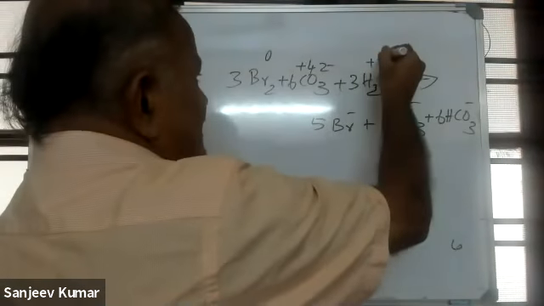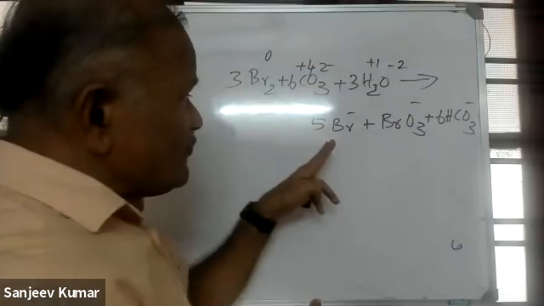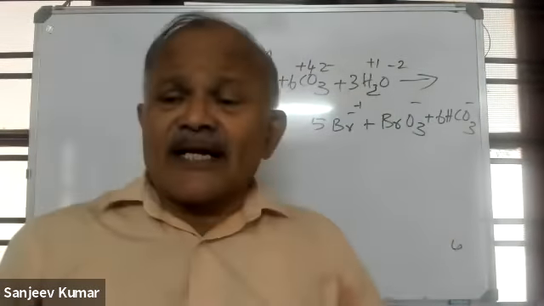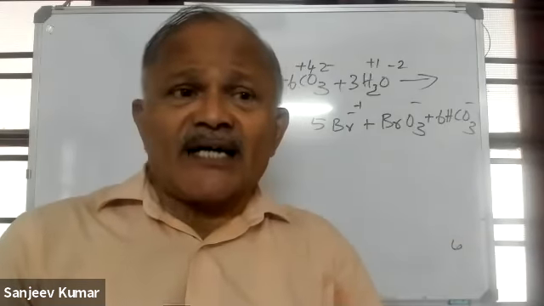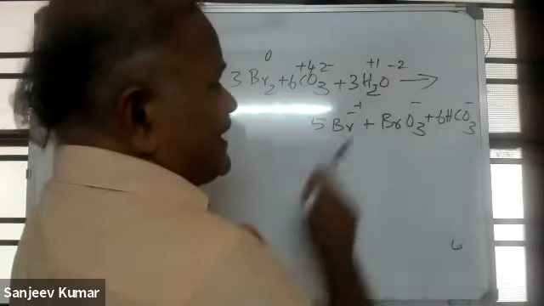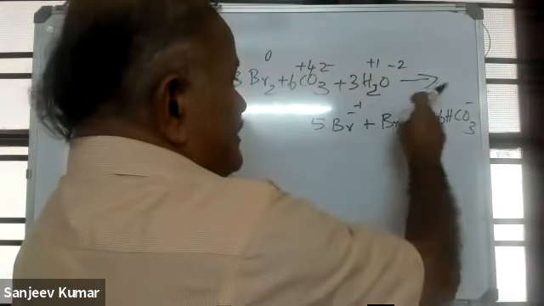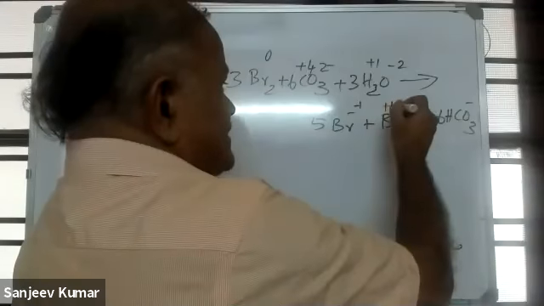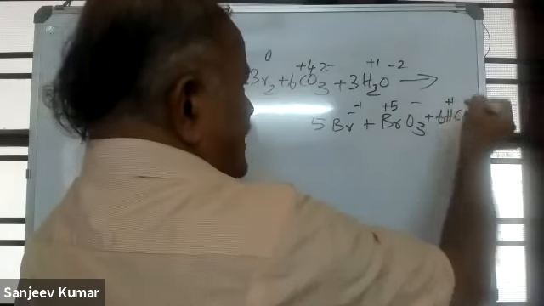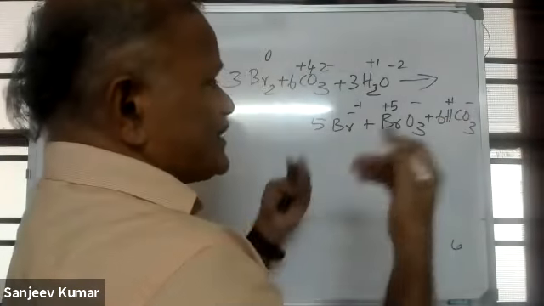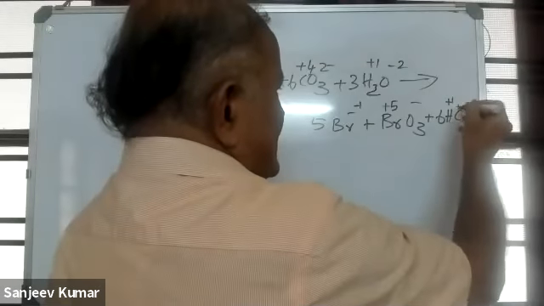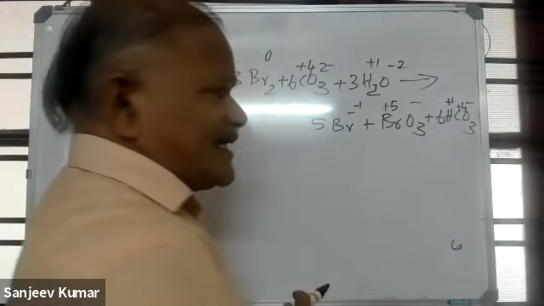Hydrogen plus 1 and oxygen minus 2. And in 5Br minus, bromine is in the minus 1 oxidation state because in an ion, the oxidation number is the charge carried by the ion. And in BrO3 minus, O3 means minus 6 and the sum should be minus 1. Therefore, bromine is in the plus 5 oxidation state. In HCO3 minus, hydrogen plus 1, oxygen minus 2, so 3 oxygen minus 6, and the sum should be minus 1. Therefore, carbon is in the plus 4 oxidation state.